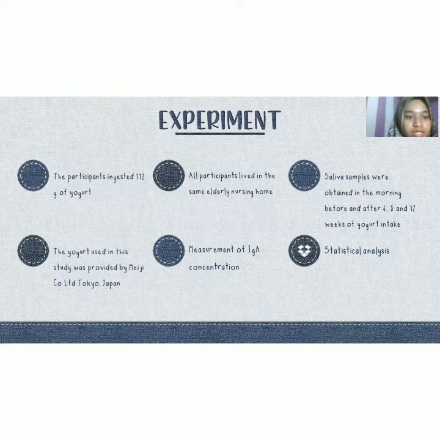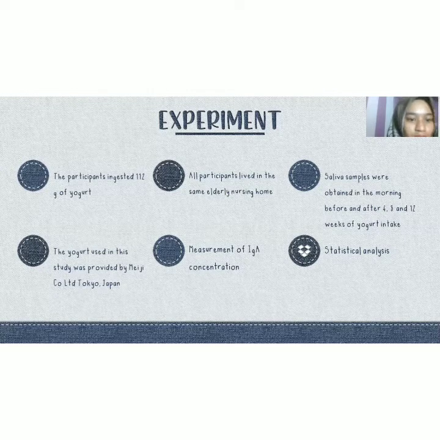Next, measurement of IgA concentration. The concentration of IgA in the saliva was quantified by enzyme-linked immunosorbent assay, or ELISA, using a human IgA quantitation kit. Microtiter 96-well plates were coated with goat anti-human IgA diluted 1 in 100 with a coating buffer for 1 hour at room temperature. Washed 5 times with wash solution and blocked with blocking solution for 30 minutes at room temperature.